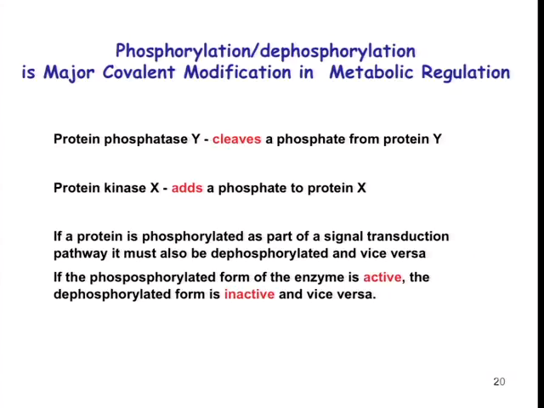If the phosphorylated form of the enzyme is active, then the dephosphorylated form is inactive, and vice versa. So that means just what it says. So not all phosphorylated forms are active. It's just that in certain cases you might have the reverse. You could have the phosphorylated form being inactive, and then the dephosphorylated form is active.